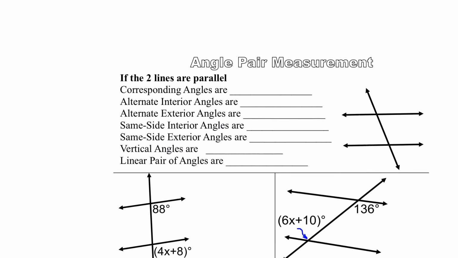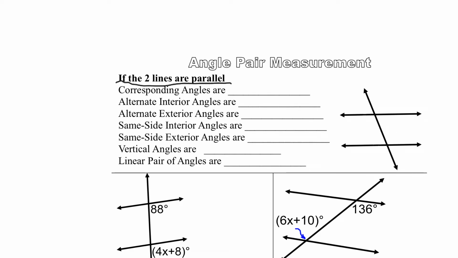So corresponding, if the two lines are parallel, what's up with corresponding angles? They are congruent. When the two lines are parallel, what's up with alternate interior? Congruent. When the lines are parallel, alternate exterior, what? Congruent. When the two lines are parallel, same side interior, what? Supplementary. Good. When the two lines are parallel, same side exterior, what? Supplementary.